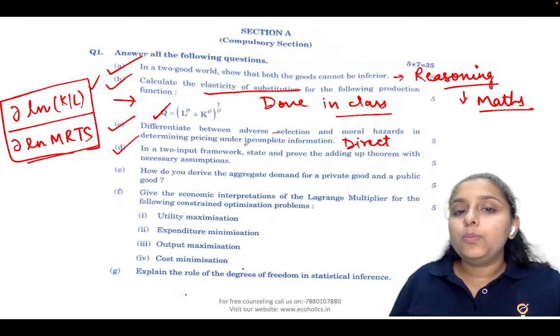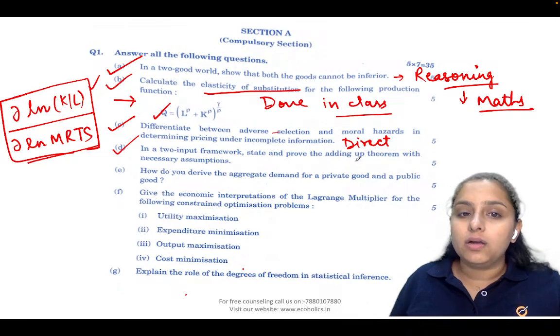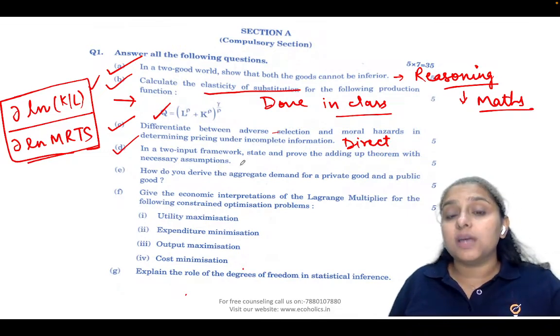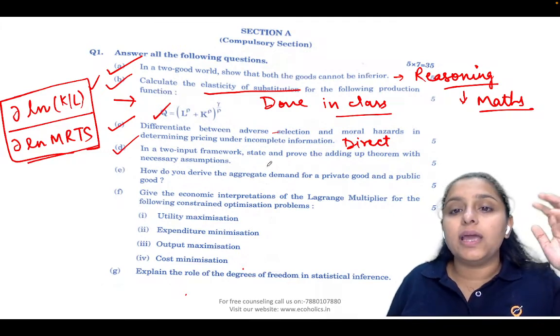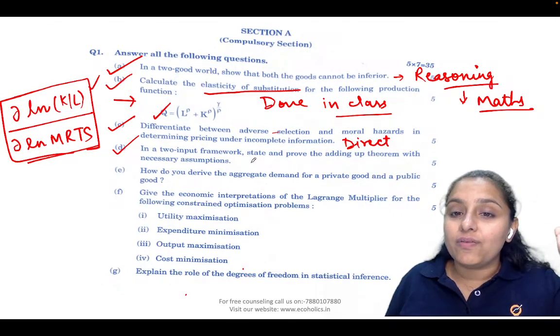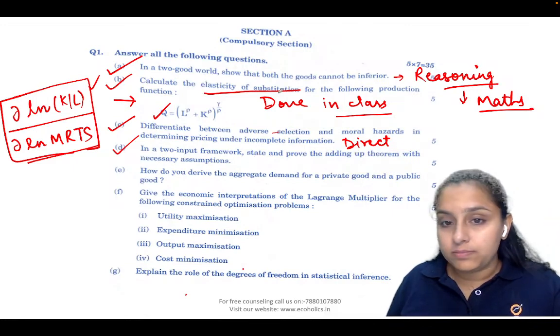Then in a 2 input framework, state and prove the adding up theorem with necessary assumptions. This question is really, really very easy. Like a straightforward question they have asked. You have to do the adding up theorem, right?